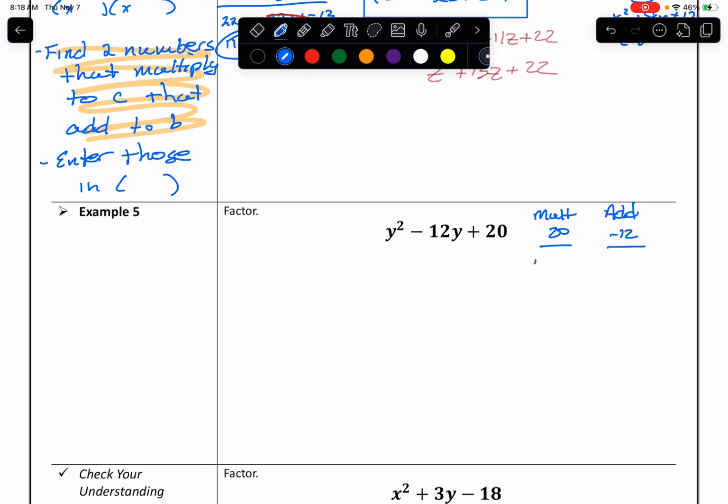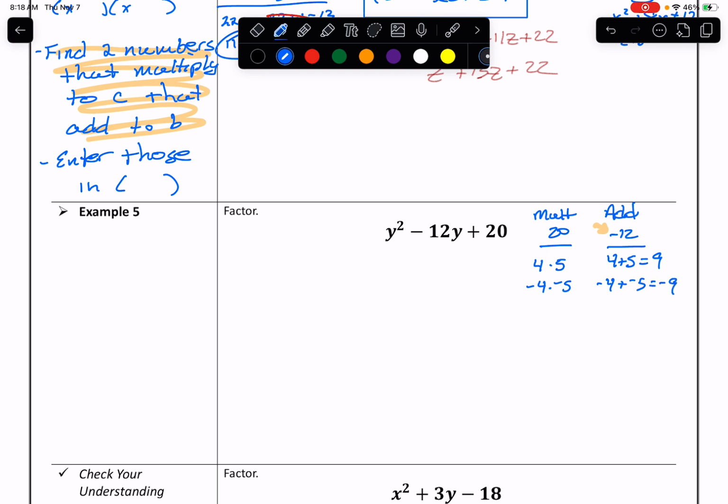Let's think about this for a second. Let's take 4 times 5. Well, 4 plus 5 is 9. But I need my number to be negative here. You'll notice that right here we've got a negative 12. So what I can do is say, negative 4 times negative 5 also equals 20, and negative 4 plus negative 5 equals negative 9. So that's how I introduce that negative in there.